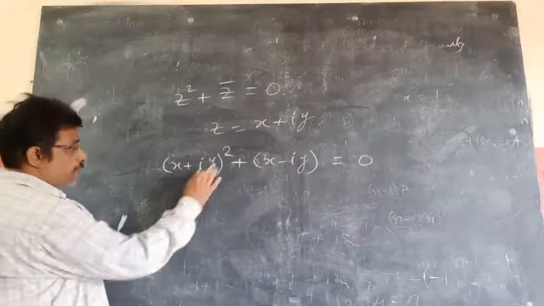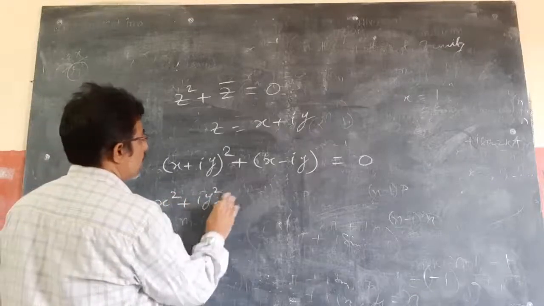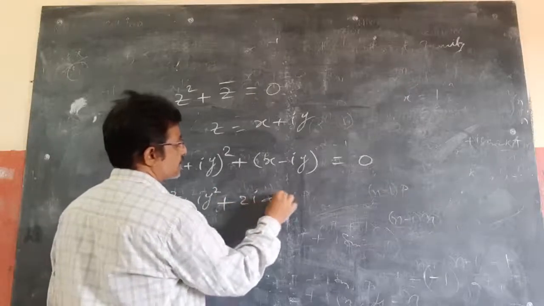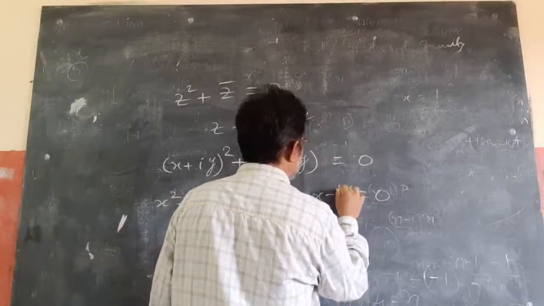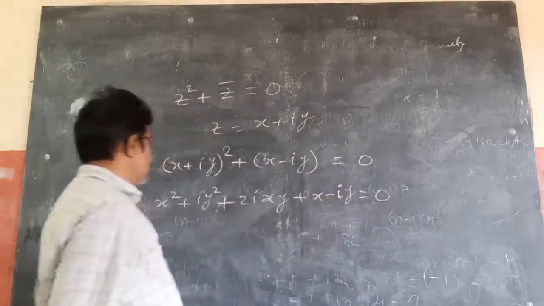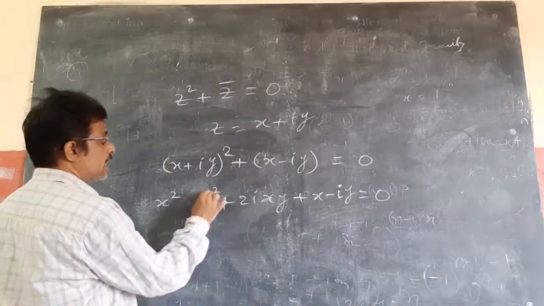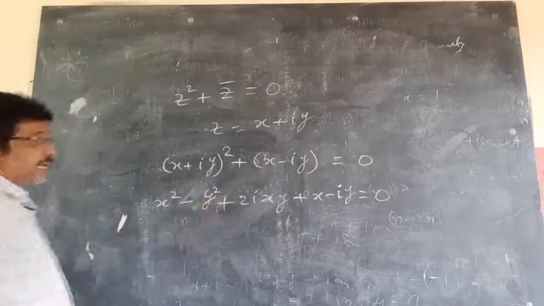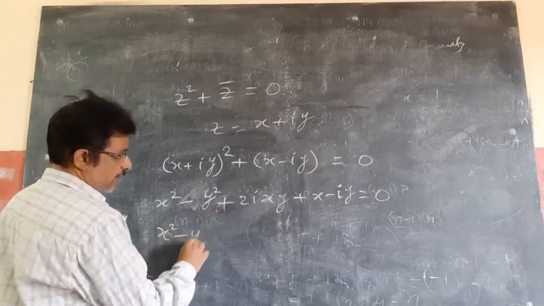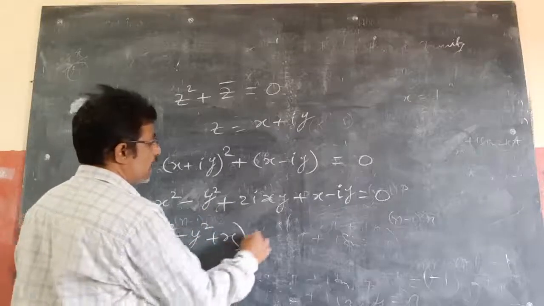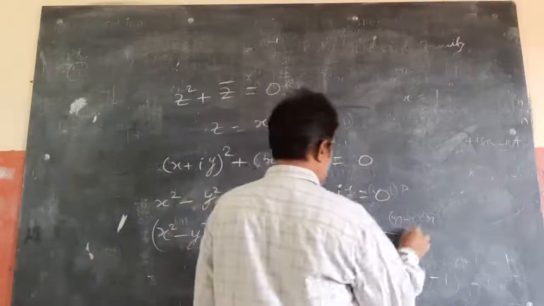Now this is the (a plus b) whole square formula. A square plus b square, this i square y square, plus 2ab, 2ixy, plus x minus iy equal to 0. Now, i square is minus 1 only, so this is x square minus y square. If I group the real parts and imaginary parts, x square minus y square plus x is the real part, and if I take i common here, 2xy minus y is the imaginary part, equal to 0.